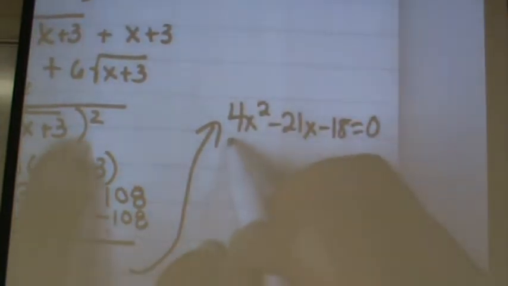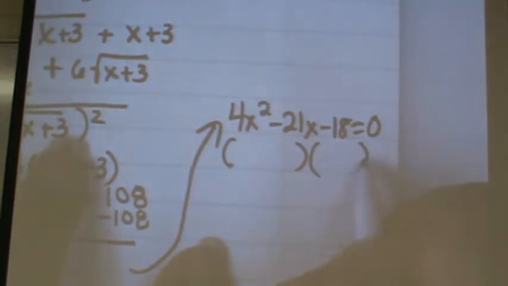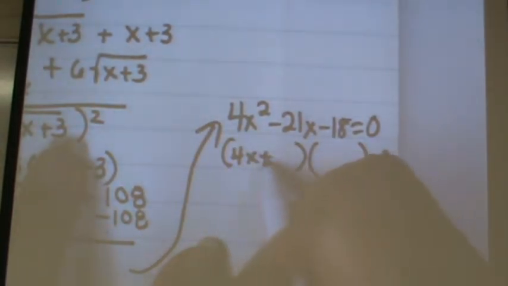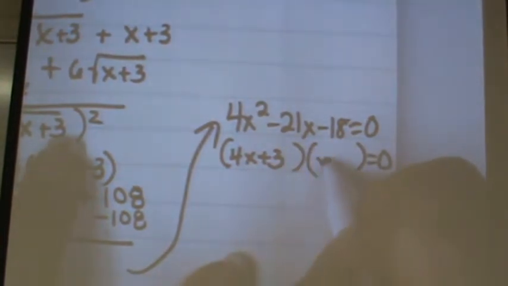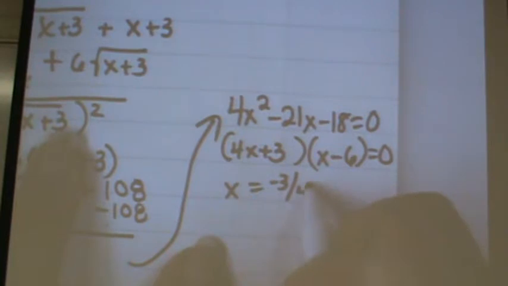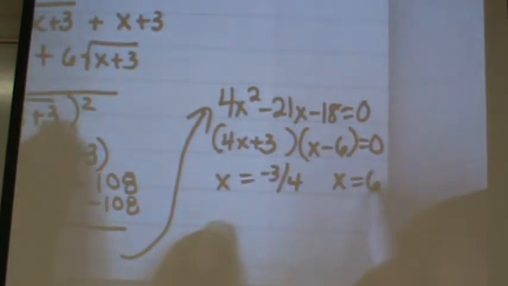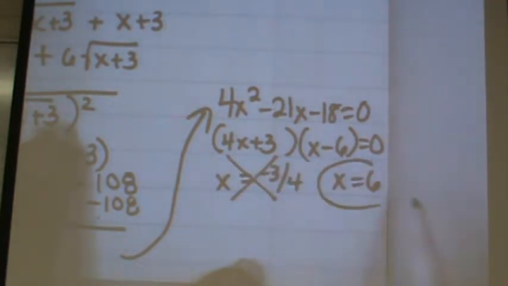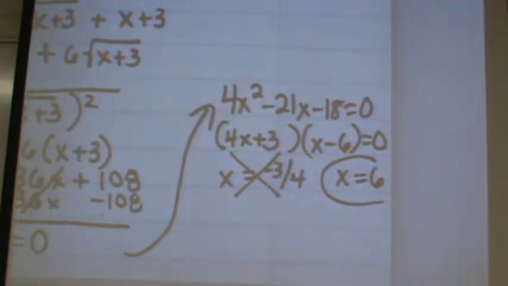So when we factor this, we end up with 4x plus 3 times x minus 6. And our answers are negative 3/4 and 6. And when you plug these in, you're going to see that negative 3/4 is extraneous. This does not work. Only x equals 6 works.